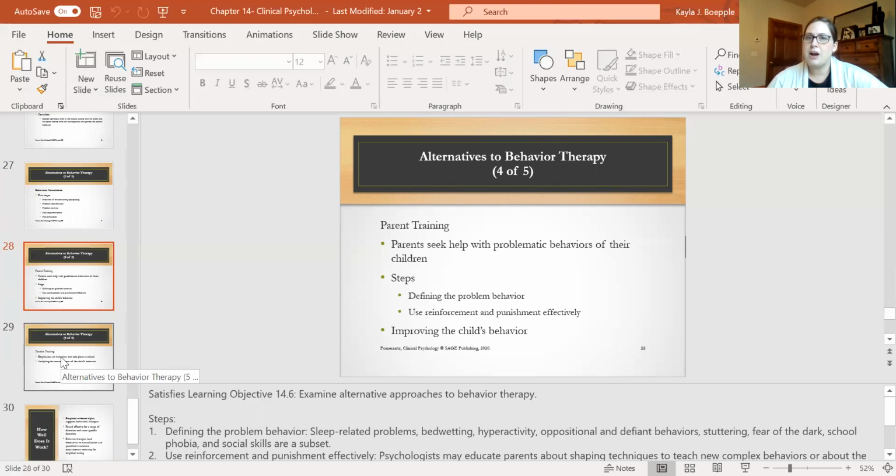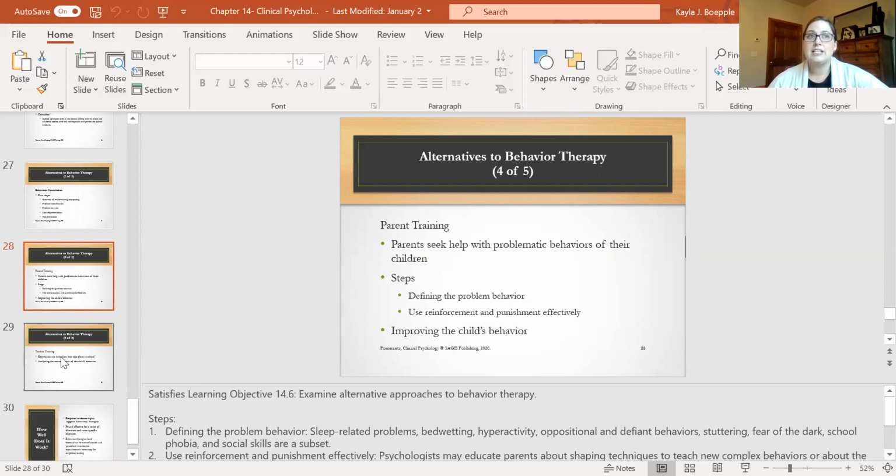So they might need to define the problem behavior, and then use reinforcement and punishment effectively. So for example, let's say that my daughter's problem behavior is talking back, which she has been doing a lot lately these past 3 weeks. Week 1, we had a great time. Week 2 was a little rougher for isolation. This week, it's been a challenge, and it's only Monday at 4:42 p.m. So hopefully it gets better as the week goes on. But let's say we're looking at her talking back. So that would be the defined problem.